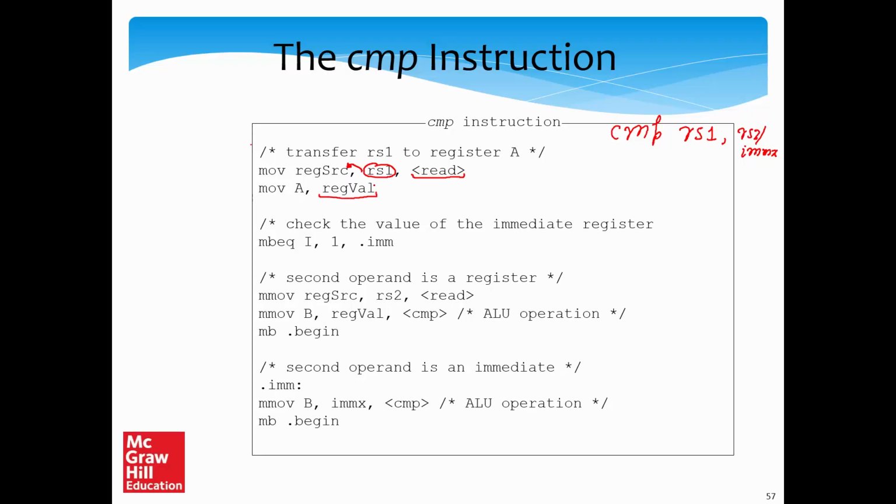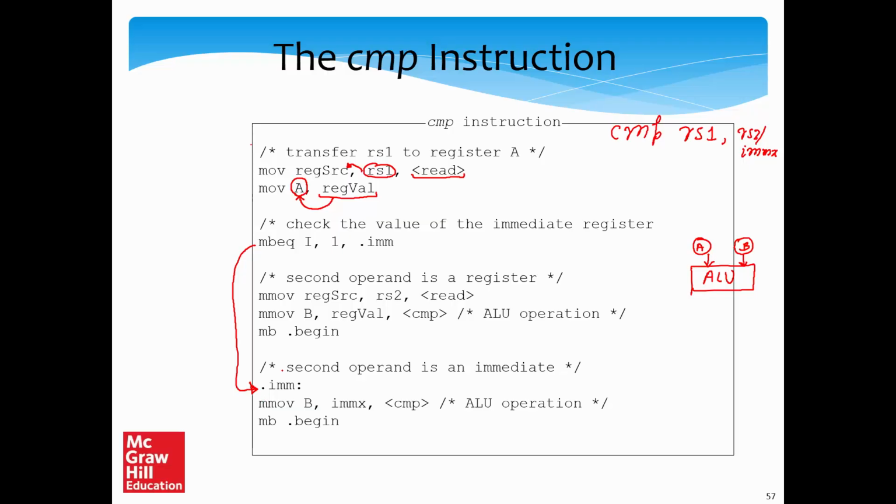Result meaning the contents of RS1 from the register file is ready in regval, which is transferred to the first micro register in the ALU. Recall that for the ALU, there are two micro registers A and B, and the ALU computes some operation on the contents of A and B. So for A, we have loaded the first argument, the contents of RS1. Once again, we check the value of the immediate. If it is 1, we do something. If it's 0, we do something else. We've always been explaining the one case first, so let's stick with the same tradition.